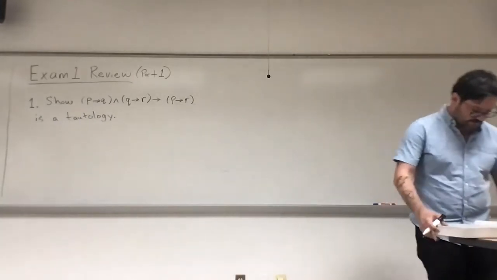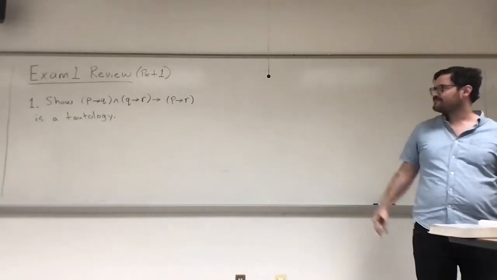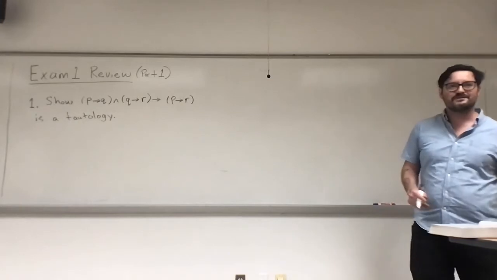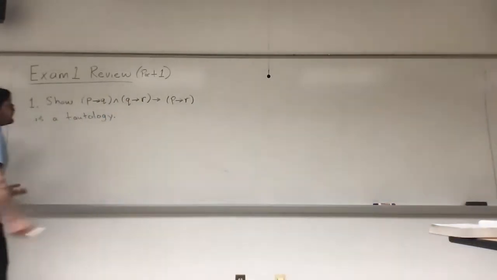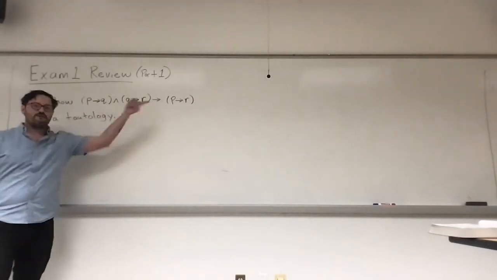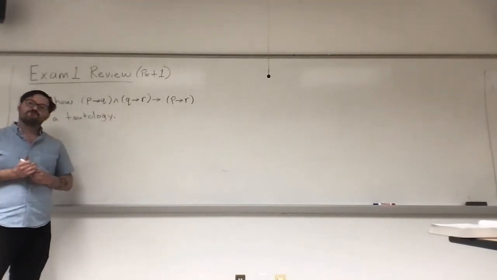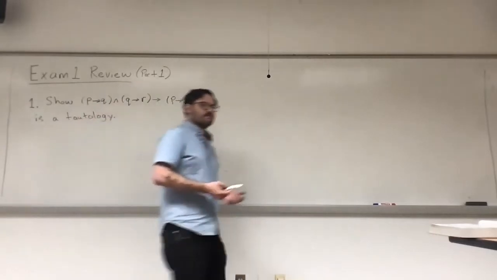So there are lots of implications. Maybe there's 3 of them, there's an and. What is this problem saying? Well, we have this compound proposition, and we want to show that it's always true. That's what a tautology is, right?